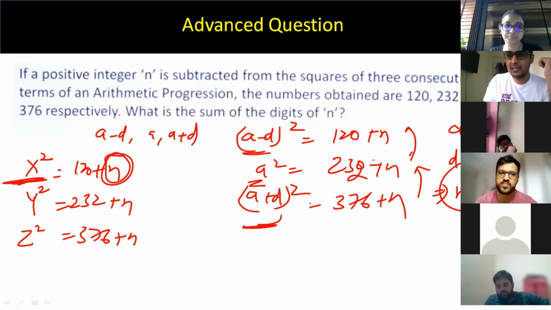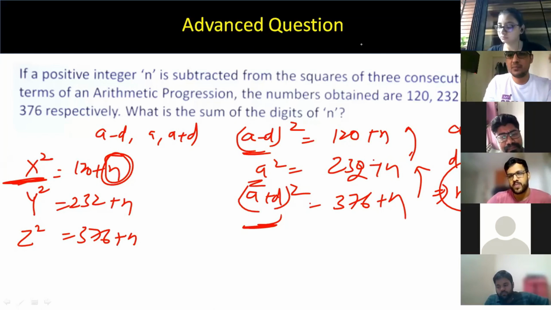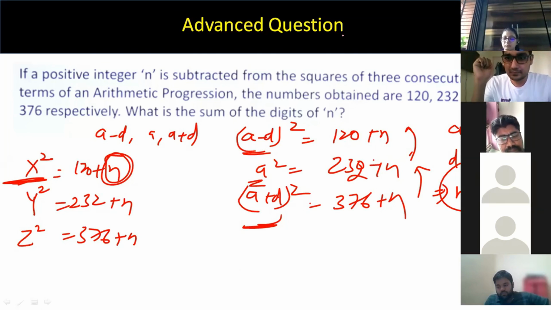So from here I will get a hint. After 120, what is the next perfect square? 121. It is 11 square. So let's try for N equals to 1.